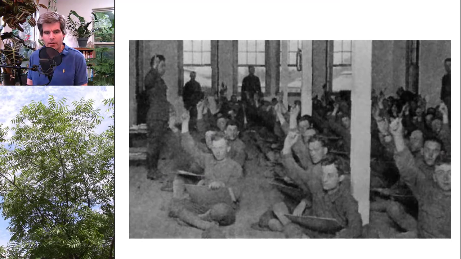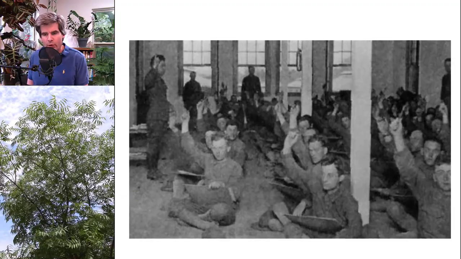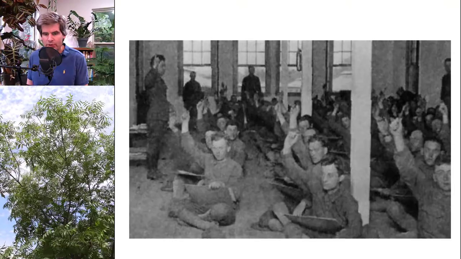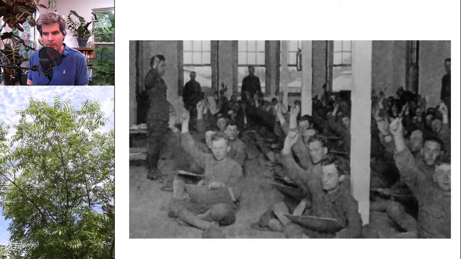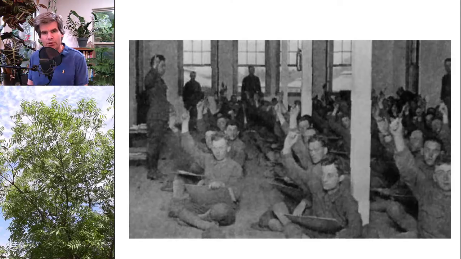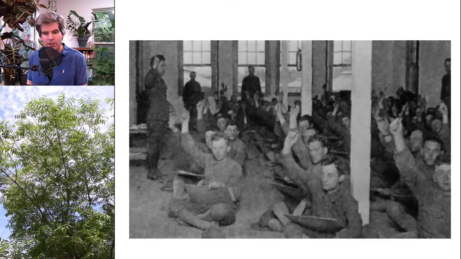So then Yerkes becomes a major in the Army, and his role is to organize psychological examinations for all the incoming Army recruits. And he developed two intelligence tests that were used for this purpose. These tests were called the Army Alpha and the Army Beta. The Alpha was for recruits that could read, and the Beta was for recruits that could not read. On the screen is a picture of a group of Army recruits that are taking one of these intelligence tests.